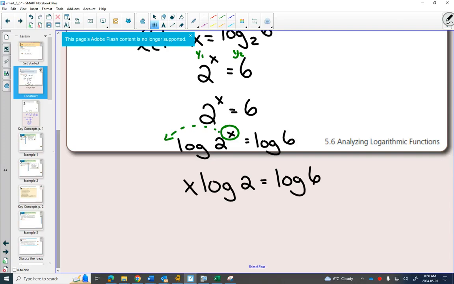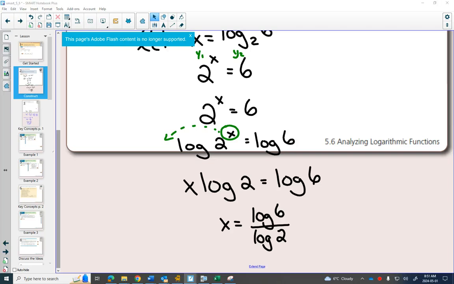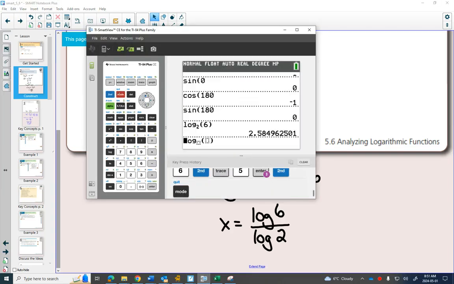How hard would it be to get x by itself? What's the opposite of multiplying by something? Dividing. So I divide both sides by log of 2. And now I have a fraction, log of 6 divided by log of 2. I'm going to go to my calculator, right?